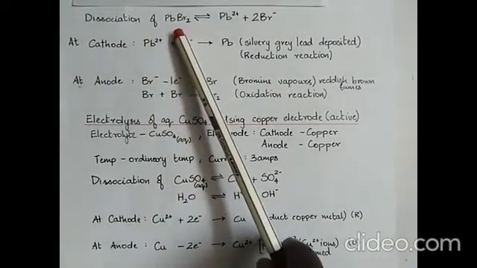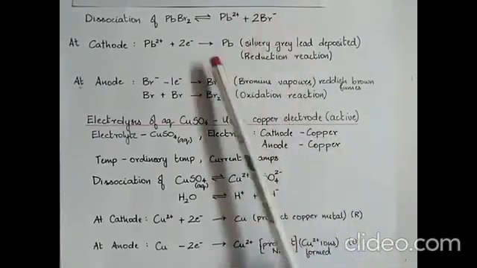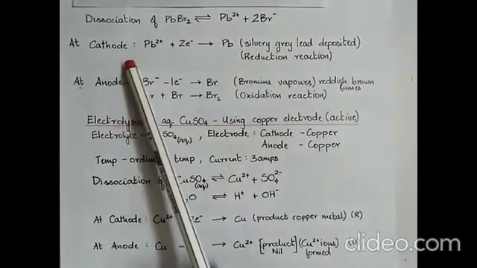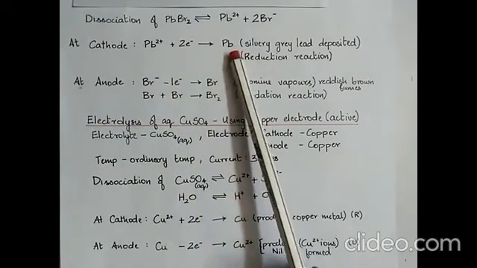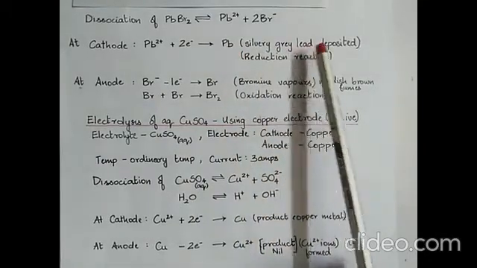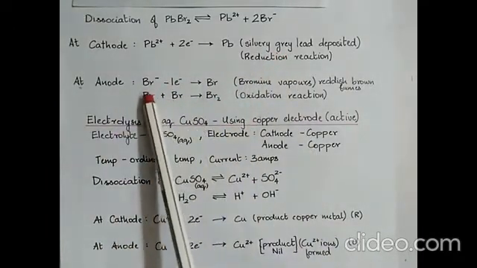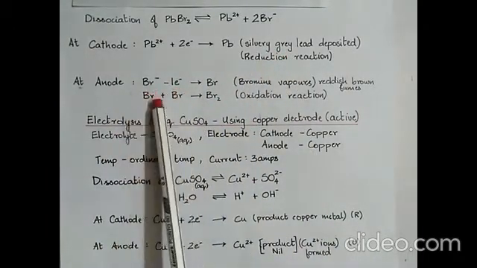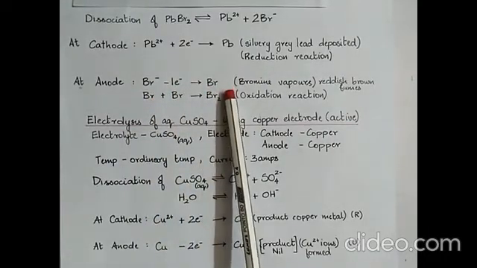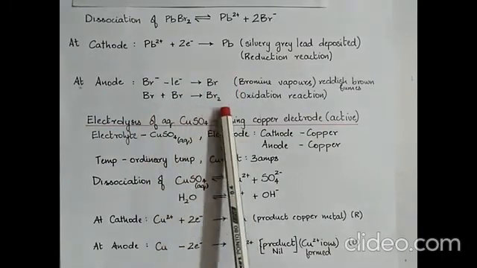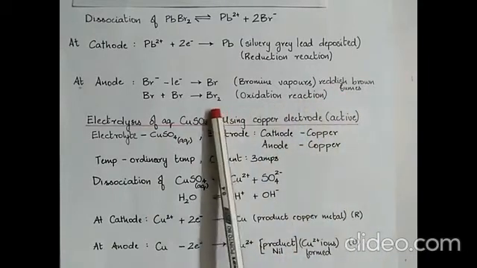Dissociation of lead bromide PbBr2 gives Pb2+ and 2Br-. The Pb2+ ions move towards the cathode and gain 2 electrons to be liberated as neutral lead atoms. The silvery grey lead metal is deposited at the cathode. At the anode, the bromide ions lose 1 electron to the anode and are liberated as neutral bromine atoms. Bromine atoms combine to form bromine molecules, which are reddish brown in color. These fumes are liberated at the anode.